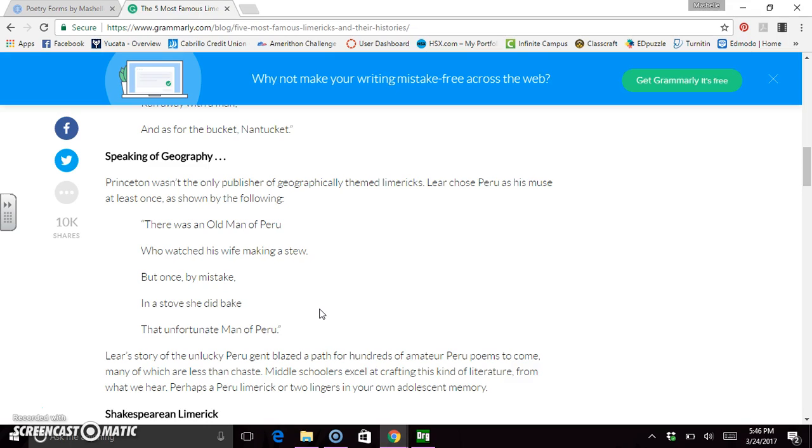There was an old man of Peru who watched his wife making a stew, but once by mistake in a stove she did bake, that unfortunate man of Peru.